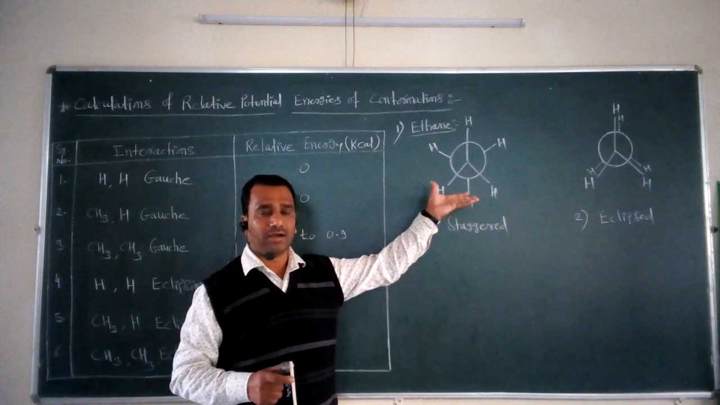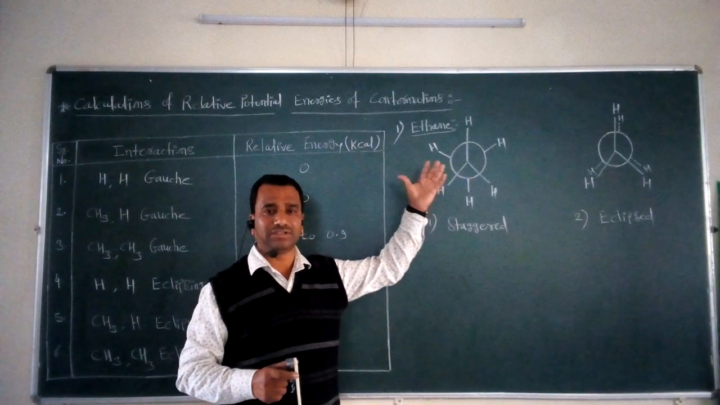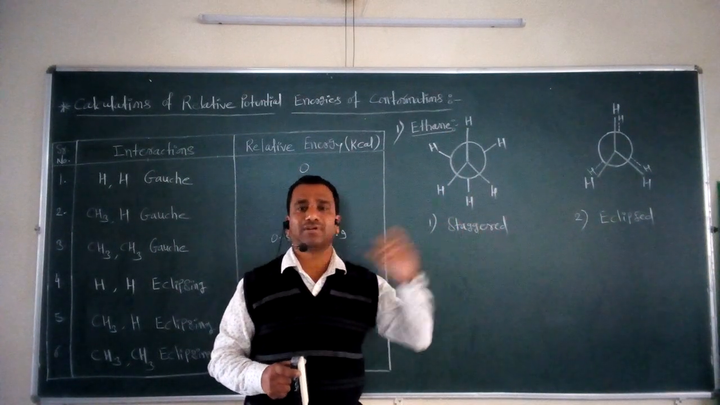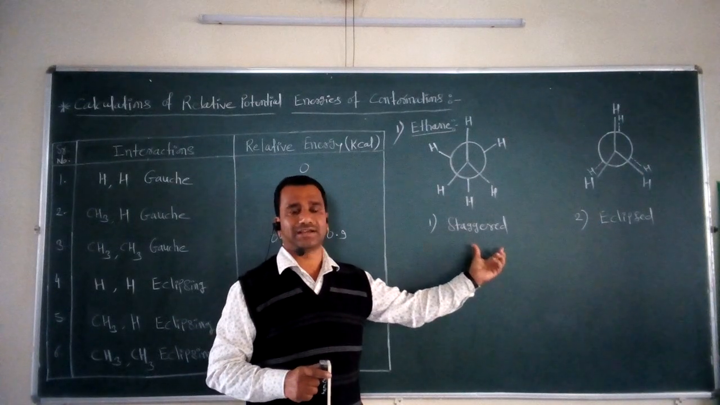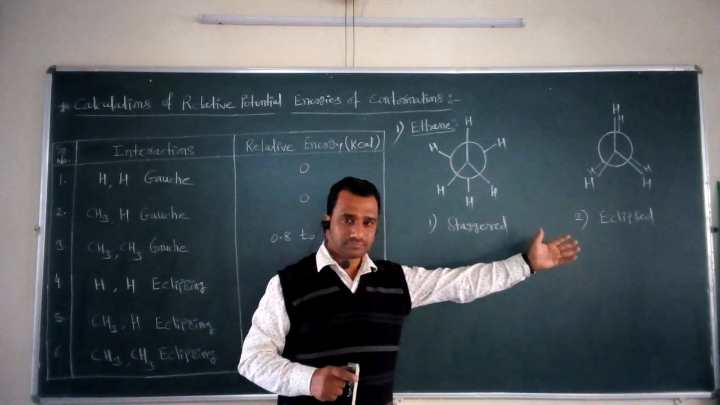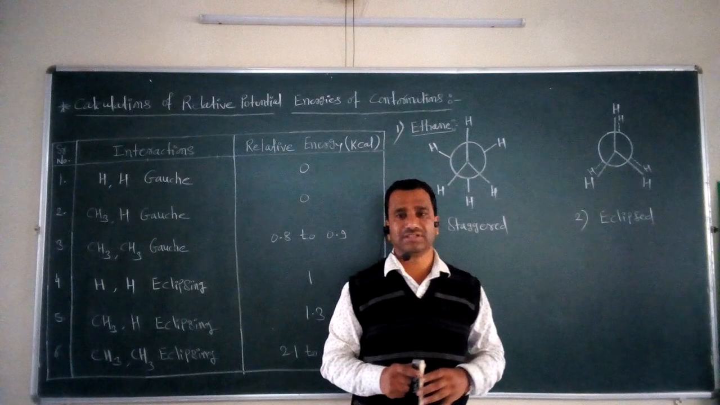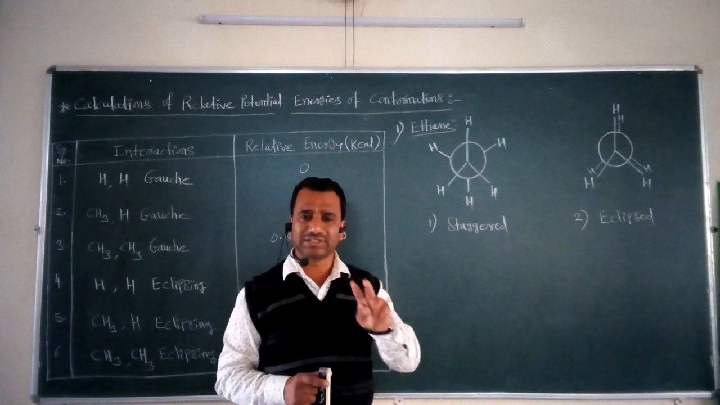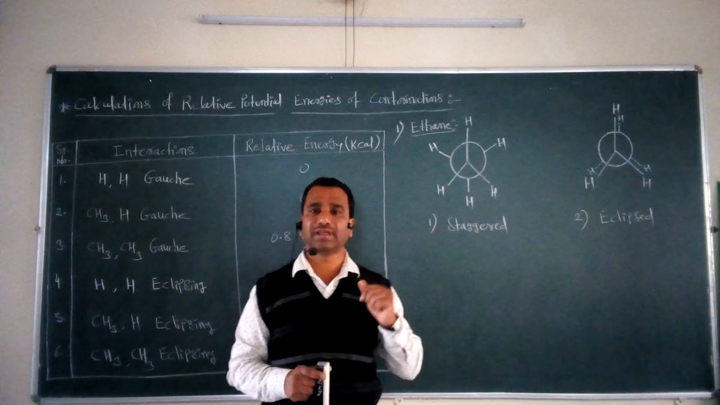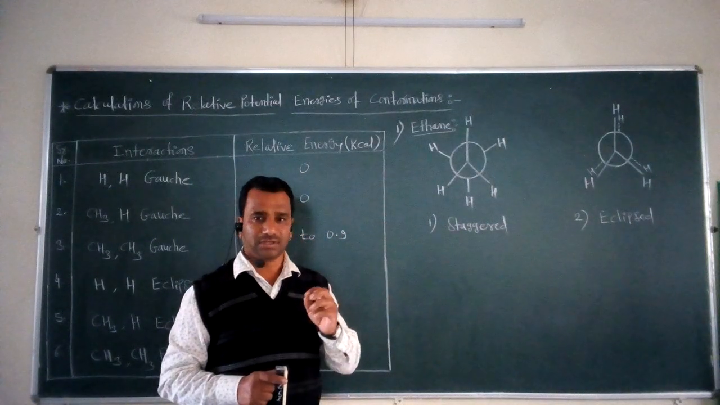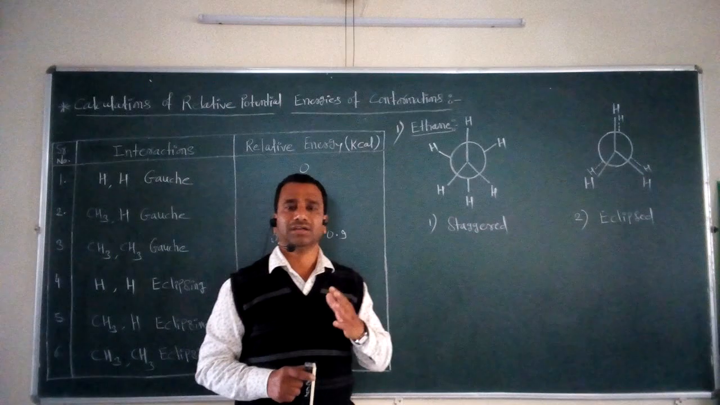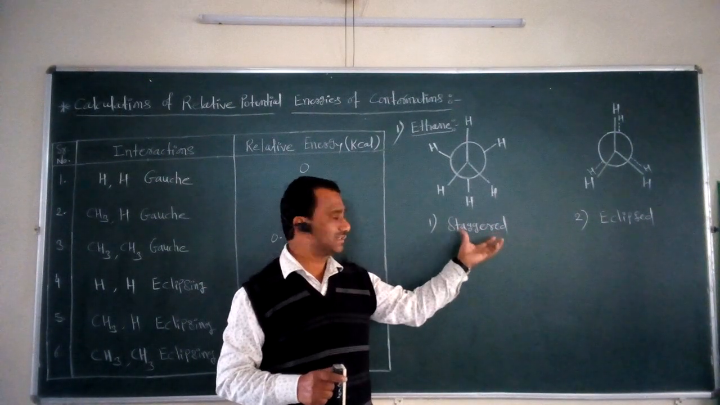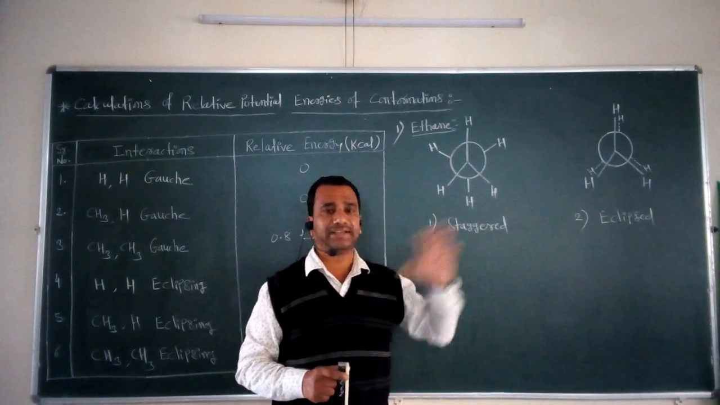Now for this ethane molecule, the two important conformations are there. The first important conformation is the staggered conformation, and the next important conformation is called the eclipse conformation. So these are the two important conformations for this ethane molecule. We are now interested in calculating the total energy for the staggered conformation as well as for the eclipse conformation.